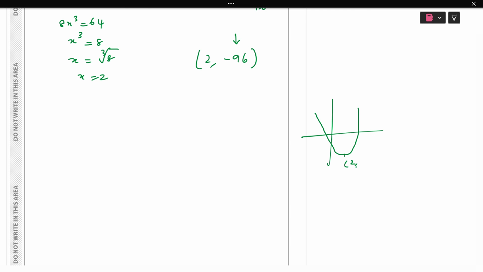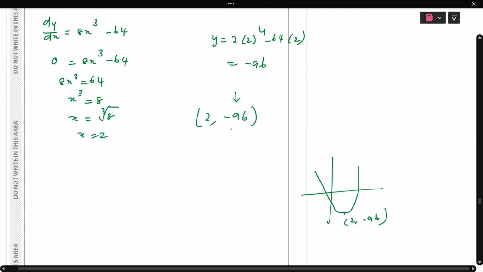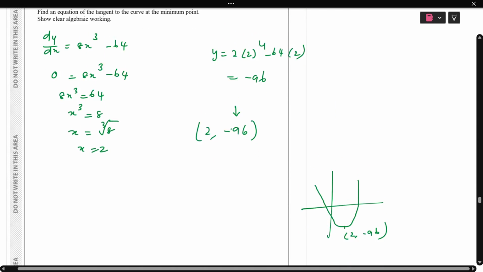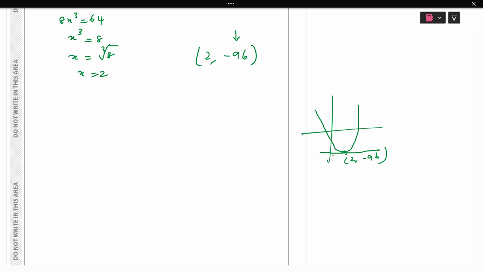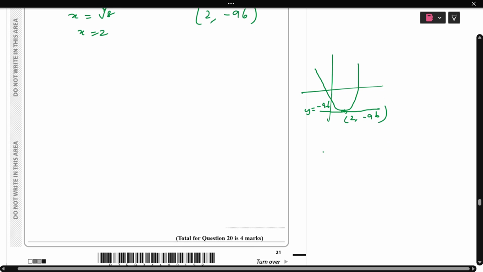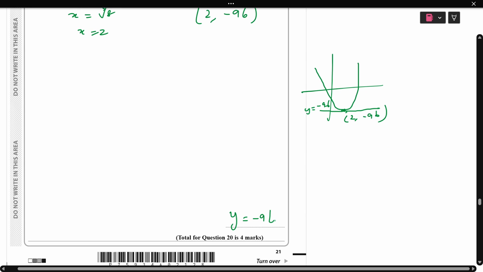So the point is going to be (2, negative 96). The question is to find the equation of the tangent. So the tangent line is going to go this way at the minimum point. So this line is y equals negative 96. So the answer is y equals negative 96.